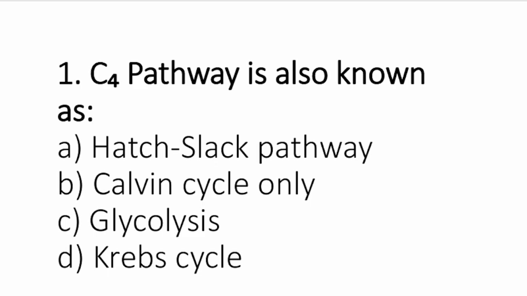So the first question is, the C4 pathway is also known as, option A is Hatch and Slack pathway, option B is Calvin cycle, option C is glycolysis, option D is Krebs cycle. The answer is option A, that is Hatch and Slack pathway. This is the correct option. The C4 pathway is also known as Hatch and Slack pathway based on the names of the two scientists who discovered this pathway.